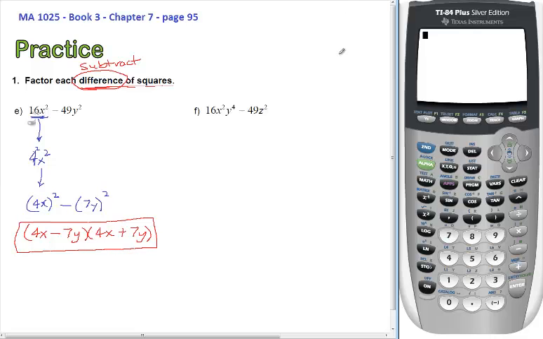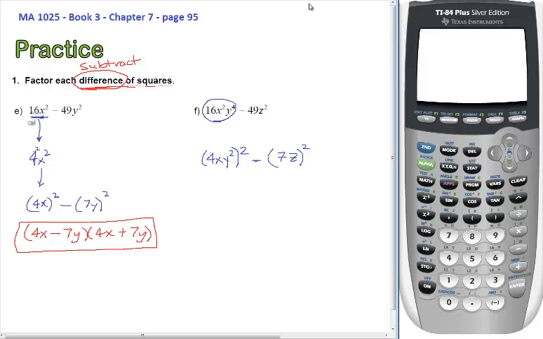Same idea now. You want to write it as a perfect square. So what is this as a perfect square? Well, 16 would be 4, x squared would be x, y to the 4 would be y squared, then all squared. Because if you square 4, you get 16, you square x, you get x squared, you square y squared, you get y to the 4. So that's what A is. Minus, and this one becomes what? It would be 7z, all squared.